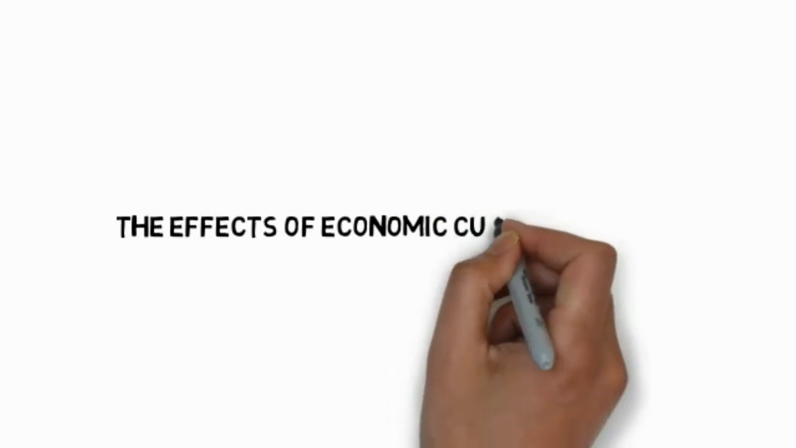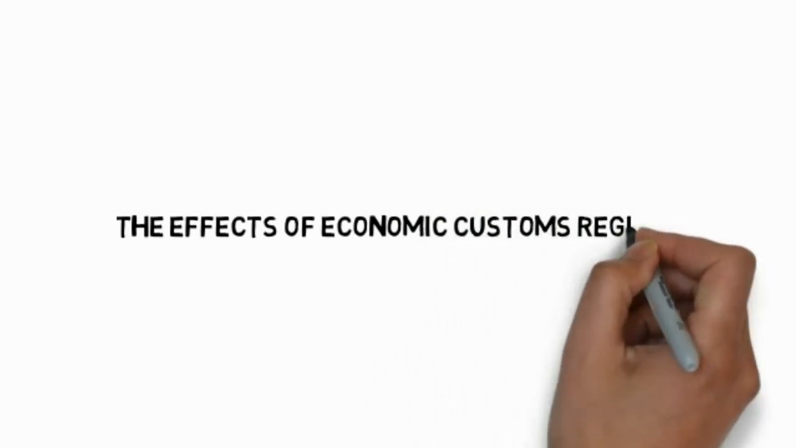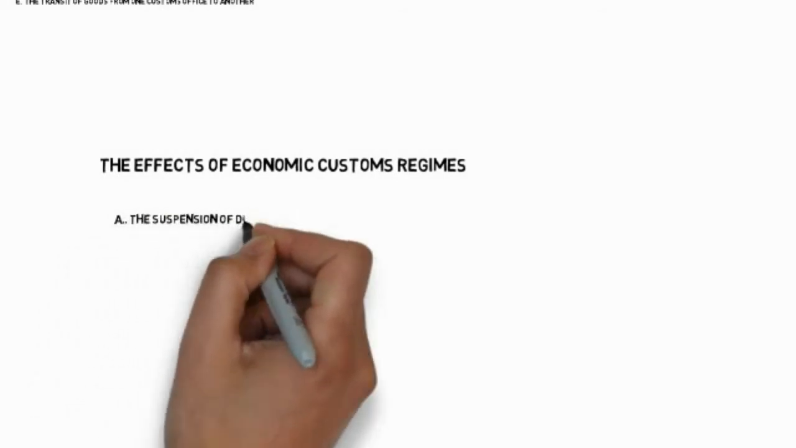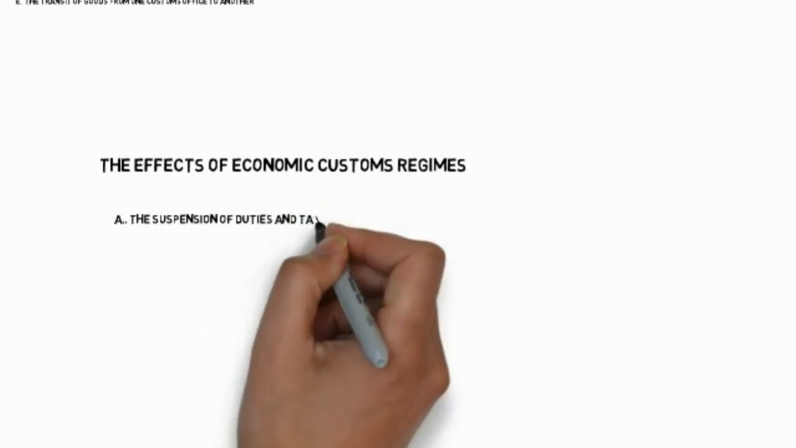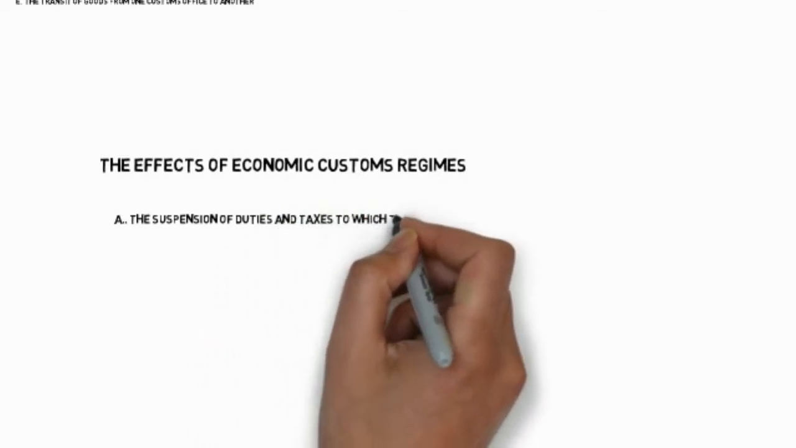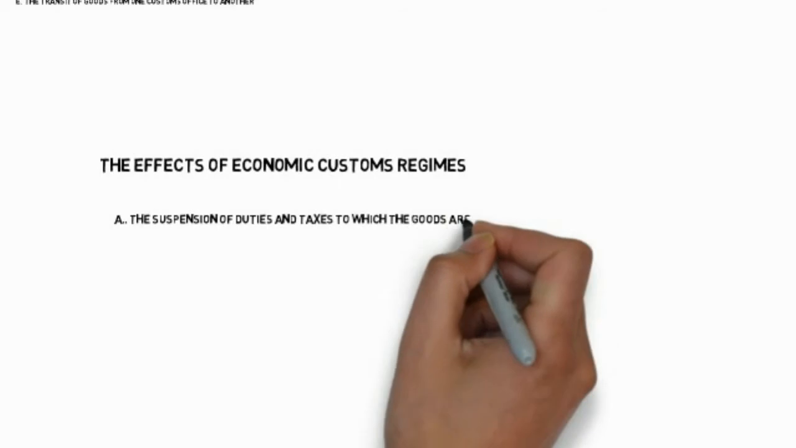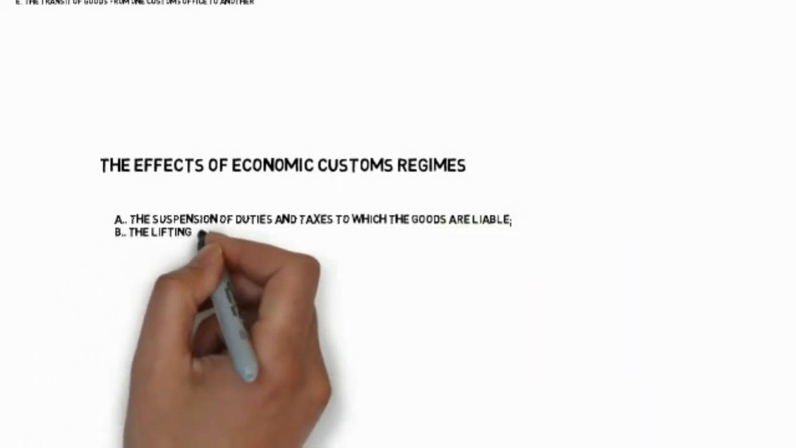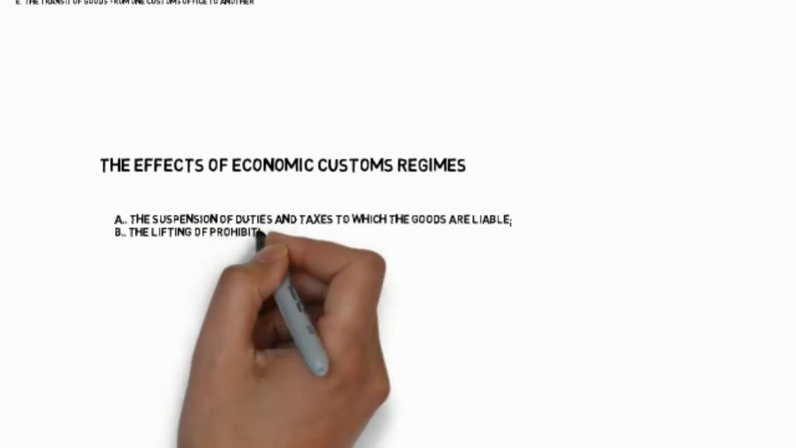The effects of economic customs regimes. Economic customs regimes provide the company with important advantages, such as: A. The suspension of duties and taxes to which the goods are liable, B. The lifting of prohibitions and trade restrictions with the exception of absolute prohibitions.